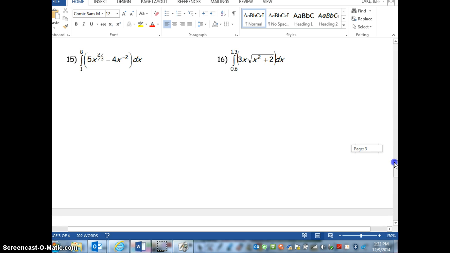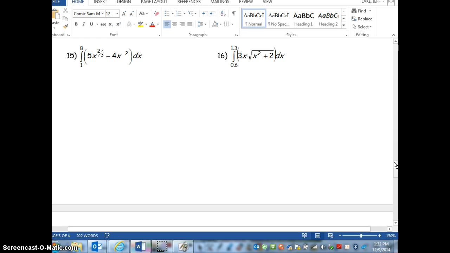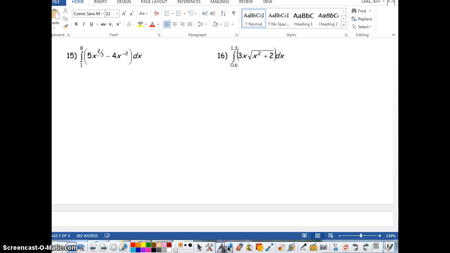This time we're going to integrate 3x times the square root of x squared plus 2, and the bounds I have are from 0.6 to 1.3. So the first thing I'm going to do is find my u. I need a u here because these two are being multiplied. So u is going to be x squared plus 2. Derive that, du is equal to 2x dx. And now I'm going to be able to replace.